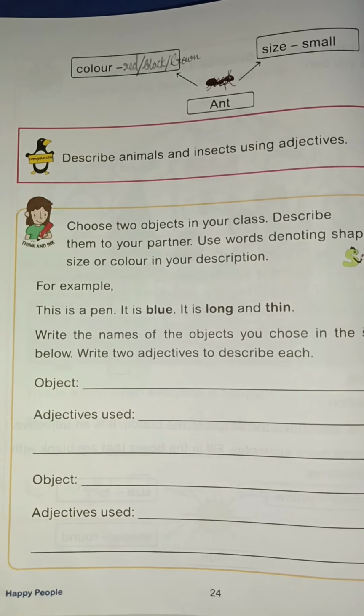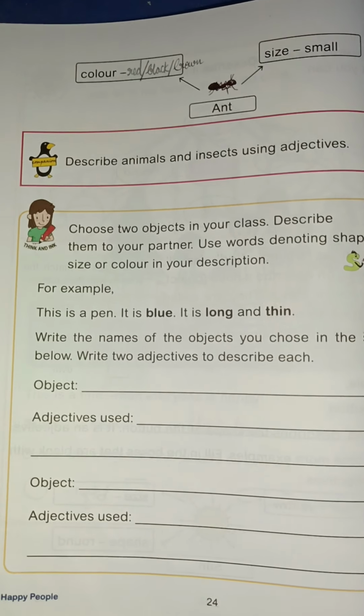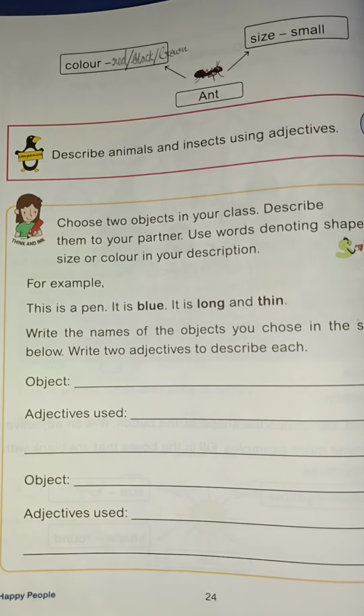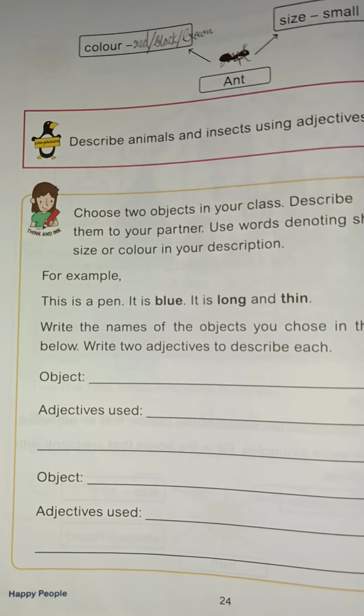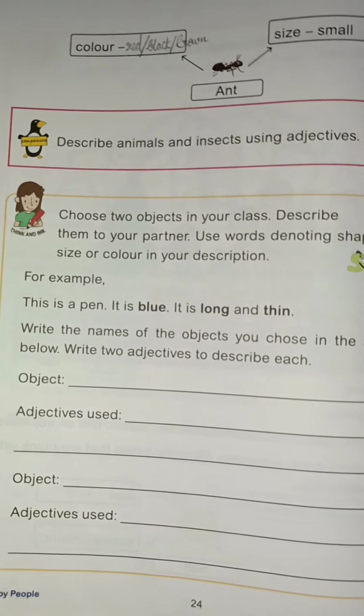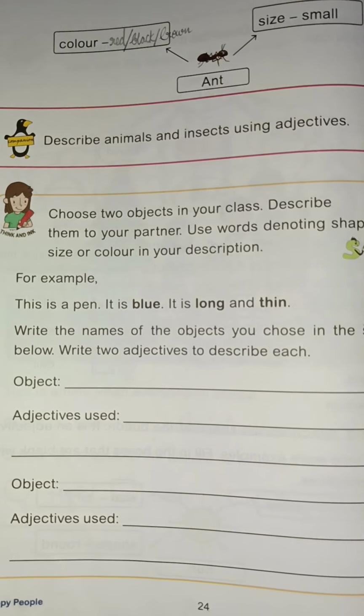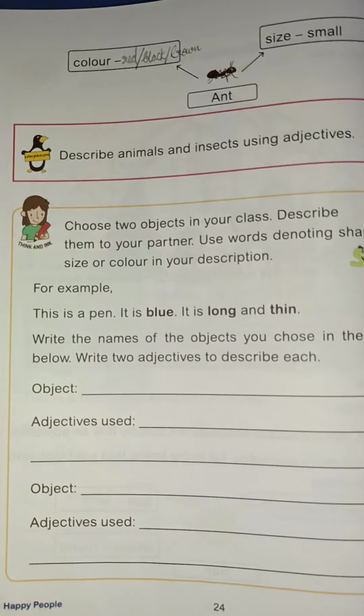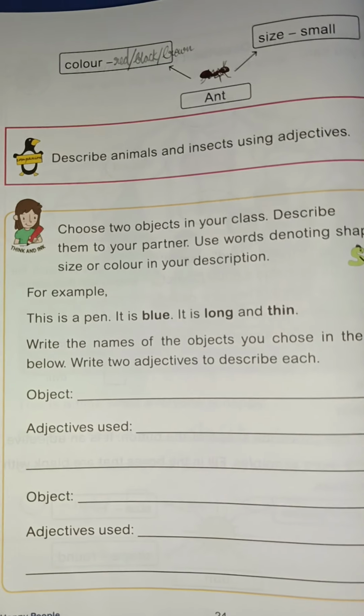Okay, what we have to do children, we have to take two things from the classroom and describe them. How do we describe them? We have to tell the color of it, the size of it, and the shape of the things. Then we can describe it.